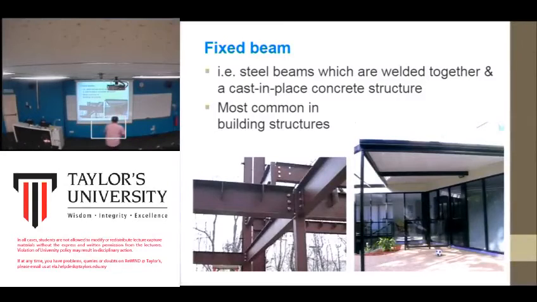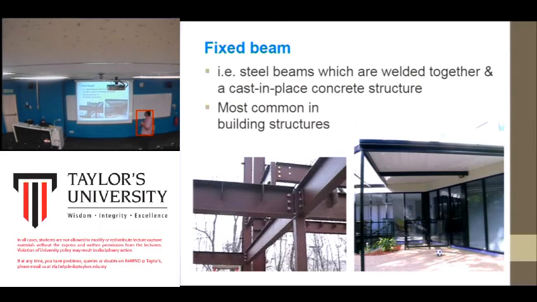This is how a fixed beam looks like. It is fixed, which means that it cannot be removed, unless you open up the screws. Steel beams are welded together, and a cast in place concrete structure is most common in building structure. So we usually use this type of beam in the construction of buildings.